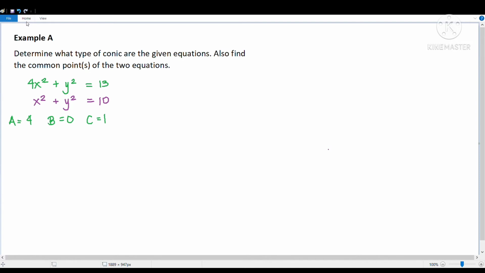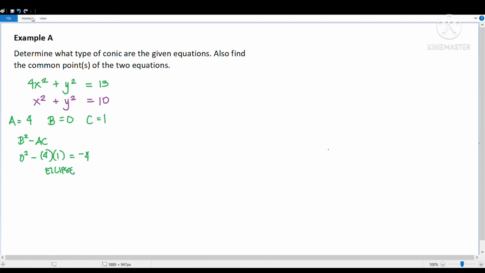So let's take a look at the concept if this is a circle based on the values of A, B, and C. B is equal to 0, but 4 and 1, which are A and C, are not equal. Therefore, this is not a circle. So we have to use B squared minus AC, and we have to check if this is equal to 0, greater than 0, or less than 0. So our B is 0 squared, minus our A is 4 times 1, so this is equal to negative 4. Now, the value of B squared minus AC, negative 4, is less than 0. Therefore, this is an ellipse.